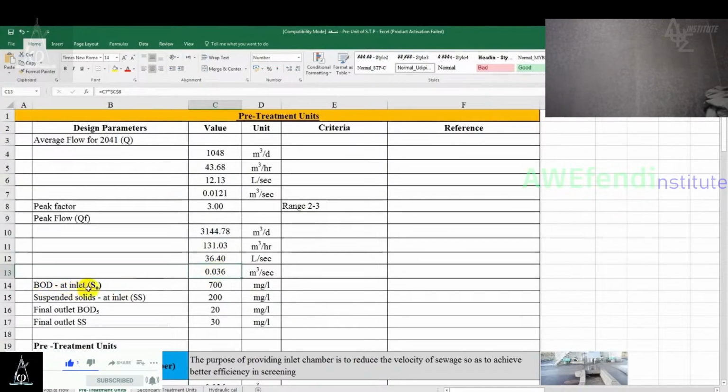BOD at inlet S naught assumed 700. Suspended solids at inlet SS assumed 200. Final outlet BOD, required BOD at the end of the sewage treatment plant, 20 milligram per liter, and required final outlet suspended solids 30 milligram per liter.